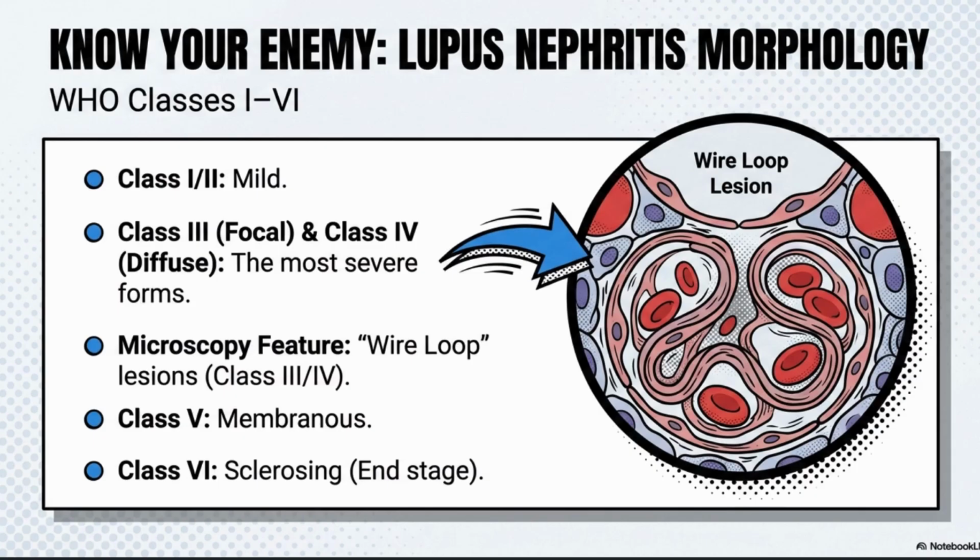Class 1 or 2 is mild, class 3 is focal, and class 4 diffuse. These are the severe ones. Microscopically, look for the wire loop lesion. This is the immune complex deposition thickening the capillary wall.